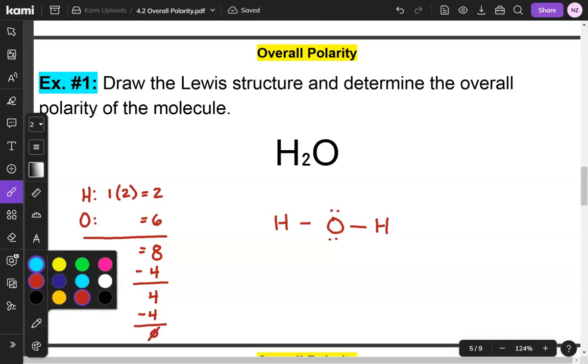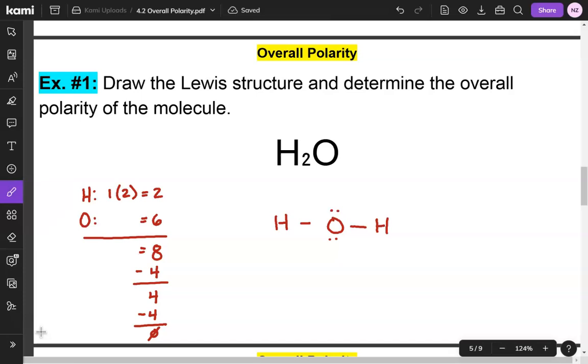Okay, now let's go through our rules. Is every atom attached to the central atom the same? Yes, but we have lone pair of electrons on our central atom, so this is going to be a polar molecule.